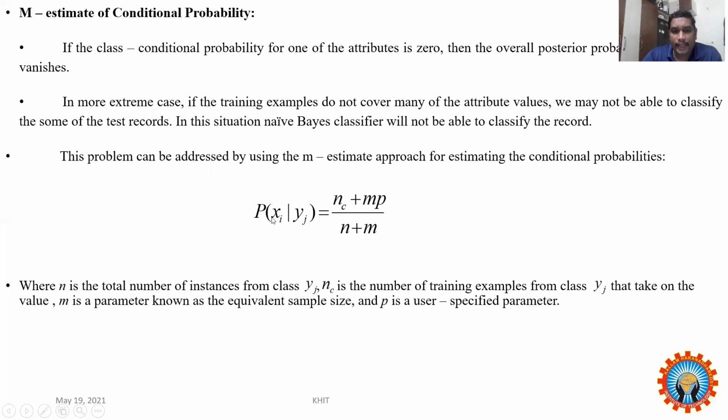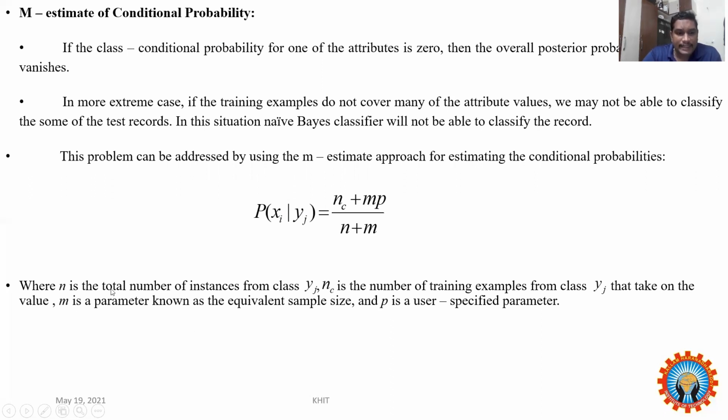For example, take P of xi given yj. For a given yj value, you are finding xi, where xi means attribute. So the estimate is (nc + mp) / (n + m). What do you mean by nc? You are calculating a probability, an average value.